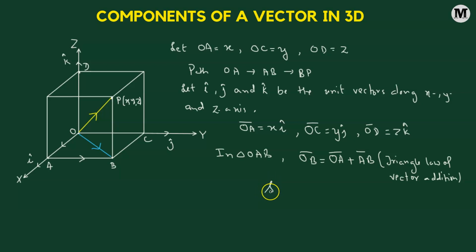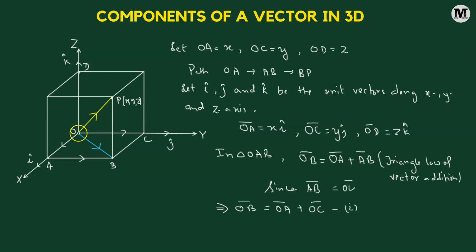So here AB vector is going to be equal to OC vector. So in place of AB vector, we can write OC vector, such that we have OB vector given by OA vector plus OC vector. We're going to keep it aside for the time being. Let's label this as number 1.